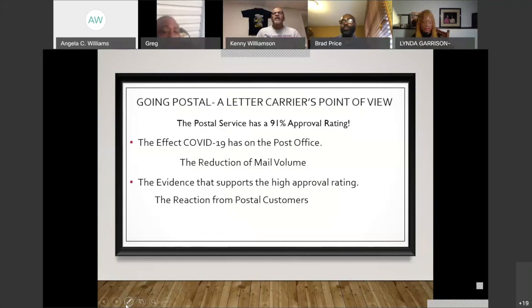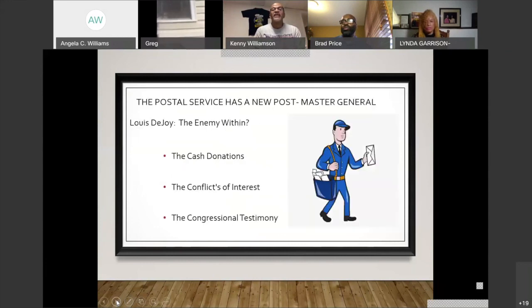That's why Congress is trying to help out the Postal Service with a $25 billion stimulus package. And so COVID-19 has affected us all. But not only does the Postal Service have a 91% approval rating, the next thing I want to talk about is that the Postal Service has a new man in charge. You'll see that on the next slide here. A man by the name of Louis DeJoy.